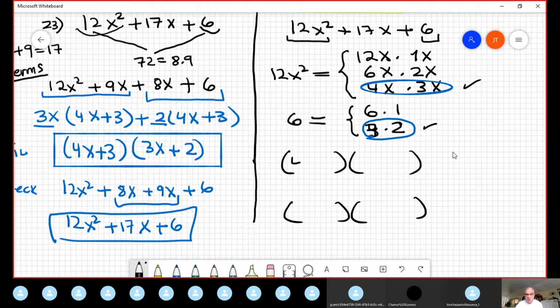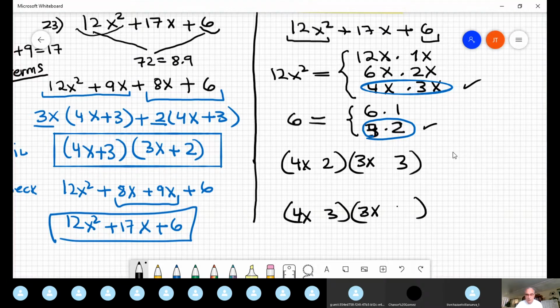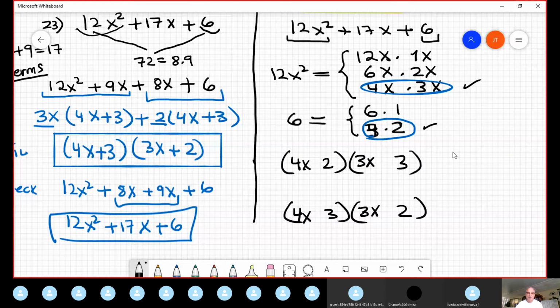Why 2 possibilities? Because it's 4x and 3x, exactly the same. But for 3 and 2, you write here 2, 3, or 3, 2. And you determine what combination works or doesn't work. How do you determine that? You are doing FOIL.